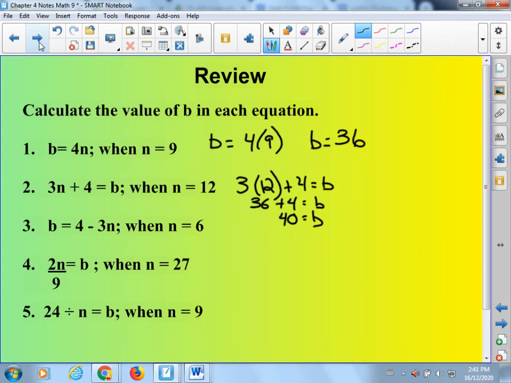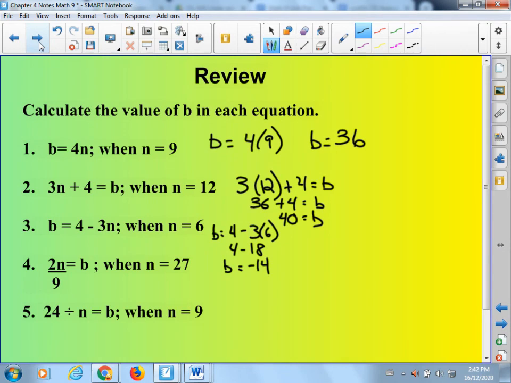For question 3, b equals 4 minus 3n. So you're going to replace your n with 6 in this case. So b is equal to 4 minus 3 times 6, which is 4 minus 18. So you're working with some negatives as well. So b is actually equal to negative 14.